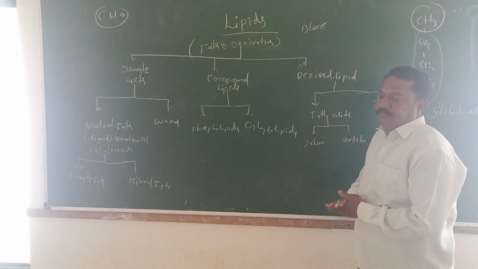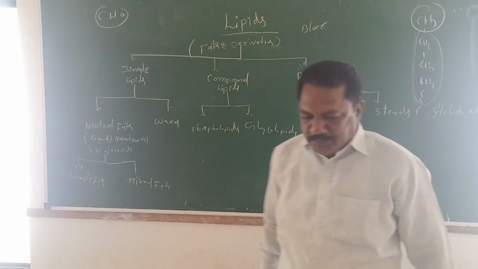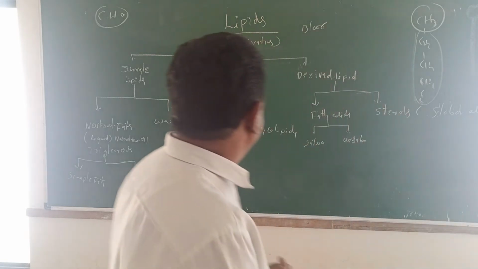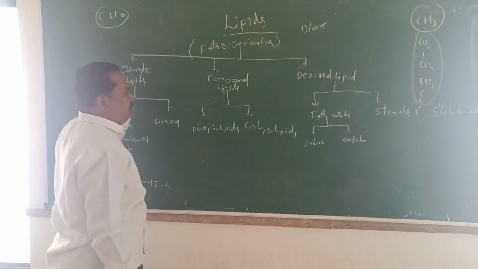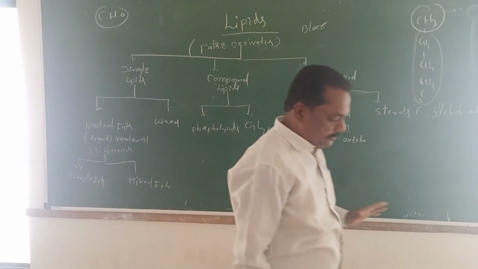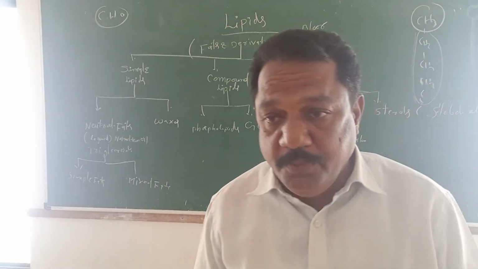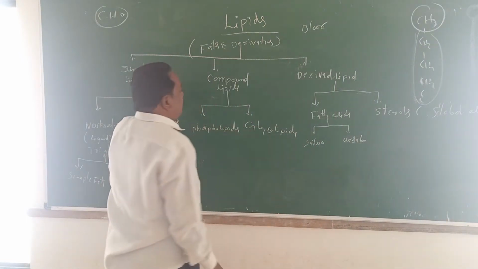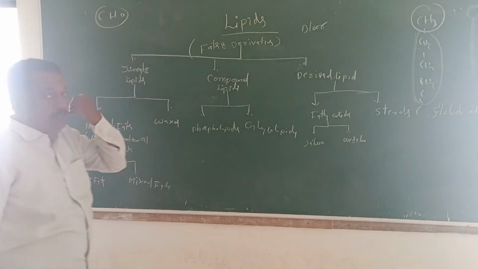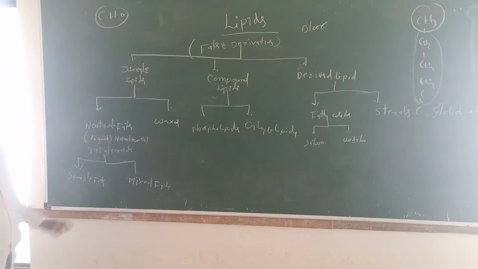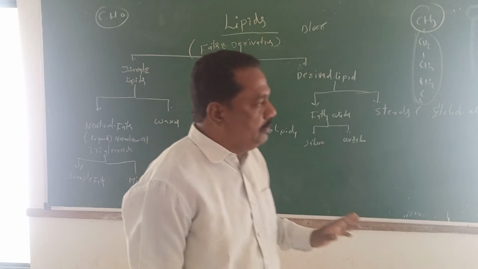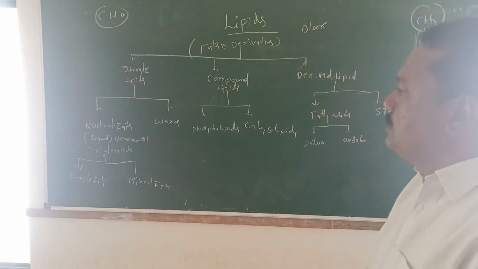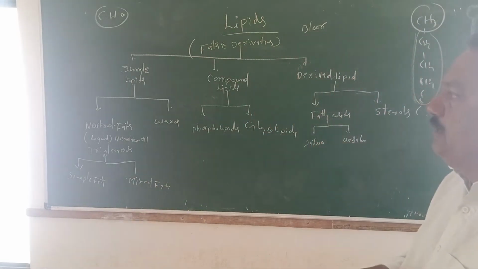It is the broad word. Lipids are basically classified into three main categories: number one, simple lipids, number two, compound lipids, and number three, derived lipids. Lipids are classified into how many major groups? Three main groups: simple lipids, compound lipids, derived lipids. So simple lipids are further classified into two main categories, neutral fats and waxes.